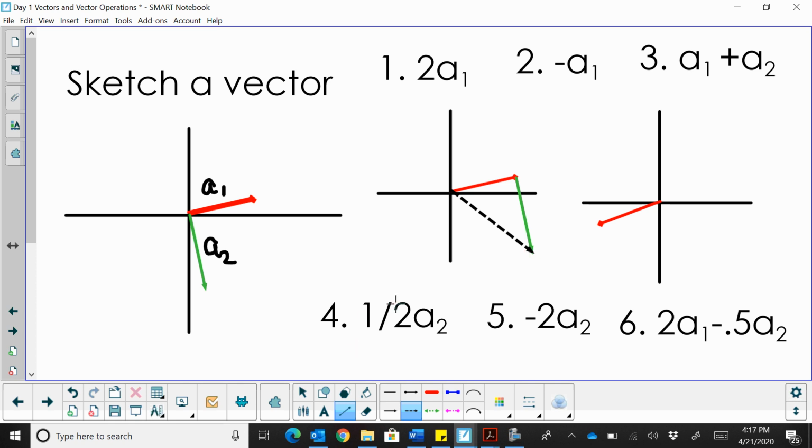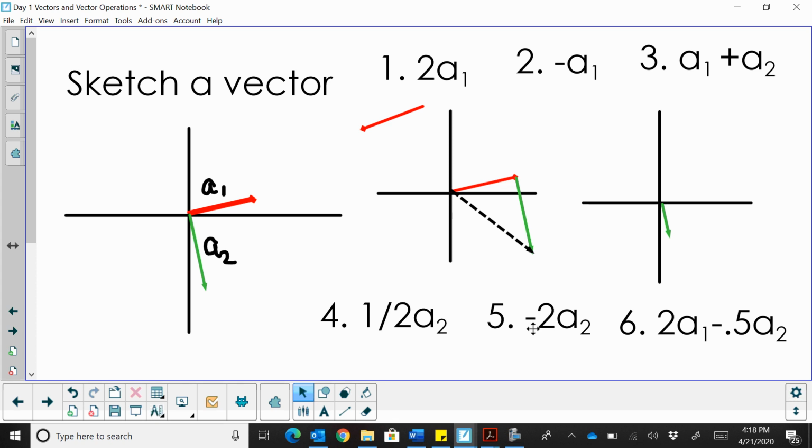Okay, so now let's try half of a sub 2, or vector a sub 2. So I'm going to go ahead and put a sub 2, there's my vector, but I want it to be half the length. So I'm going to shorten it to half its distance. So that would be a sketch. Not with this one in there, so let me take that one out. So there is the sketch for number 4, half a sub 2, the vector.